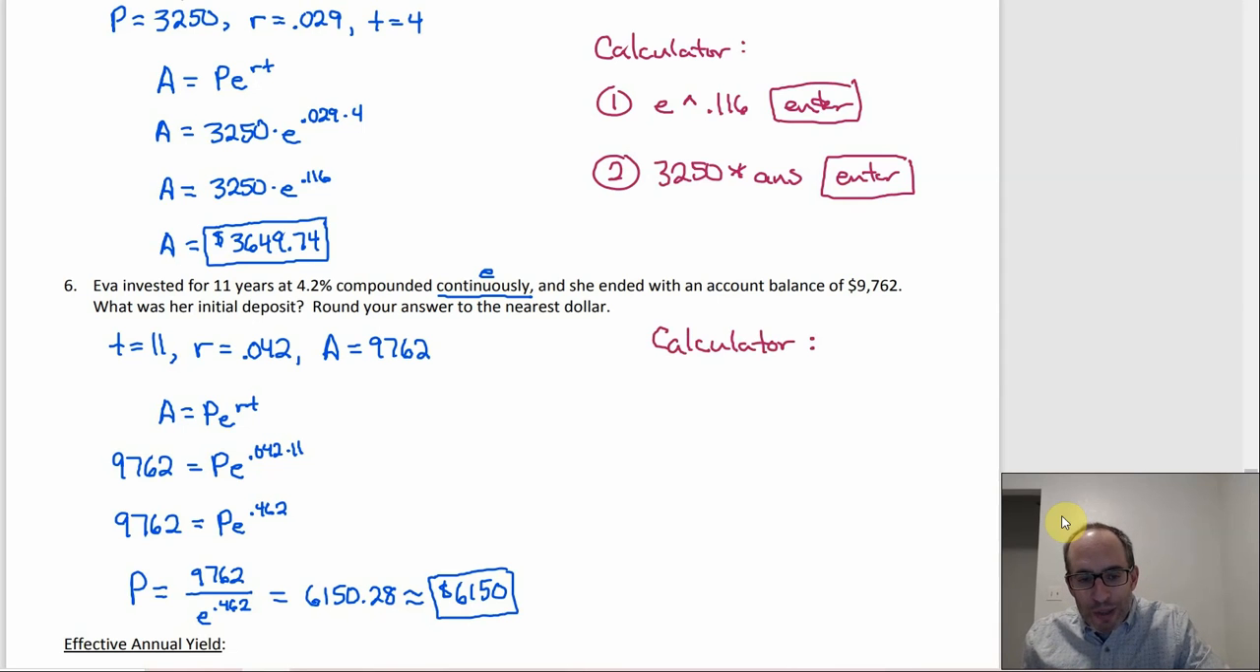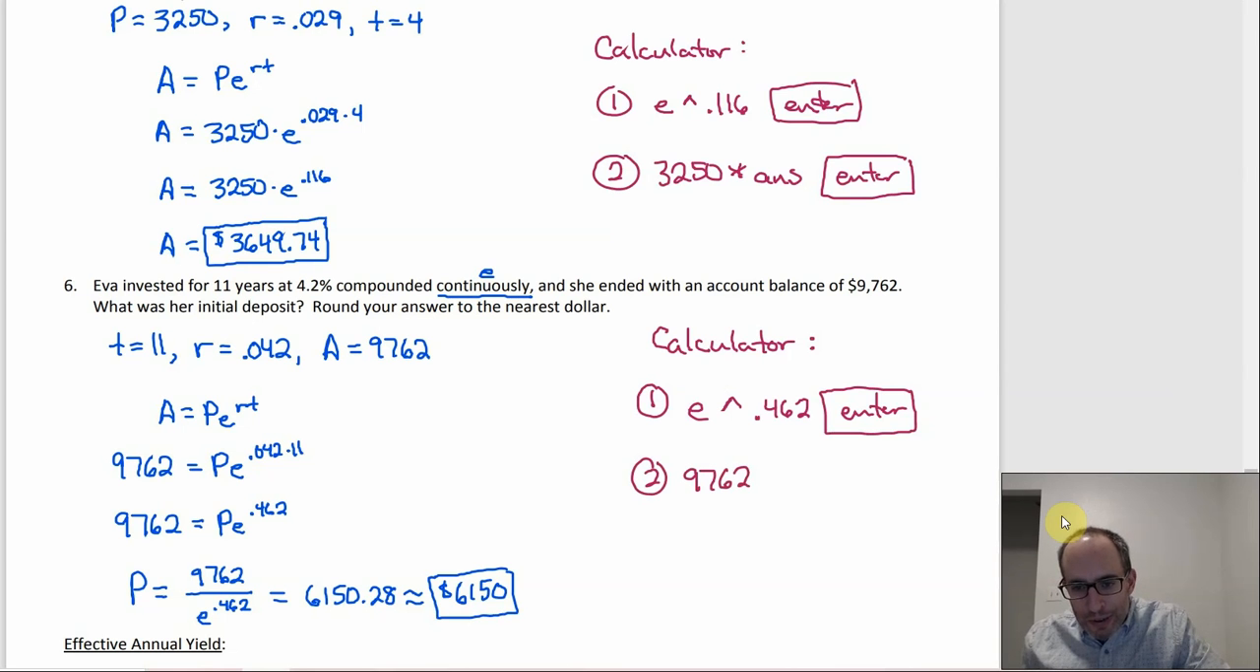But what I would do with that is I would get the denominator first, so e to the 0.462. And then I would take 97.62 and divide that by the answer on the previous line. And then that's it.